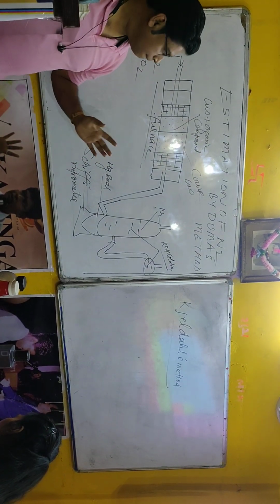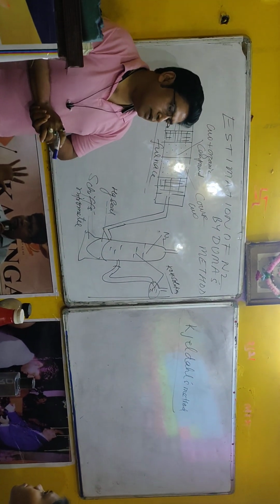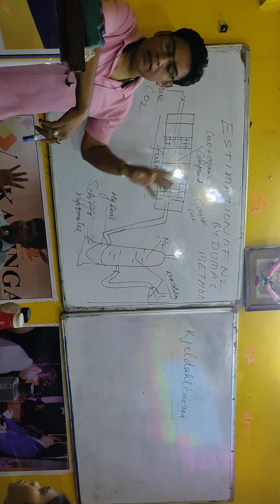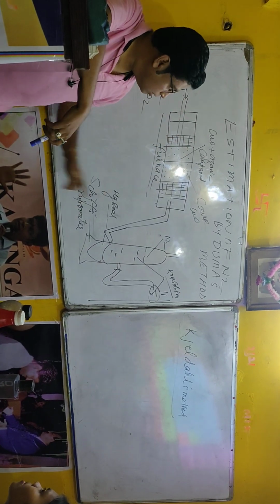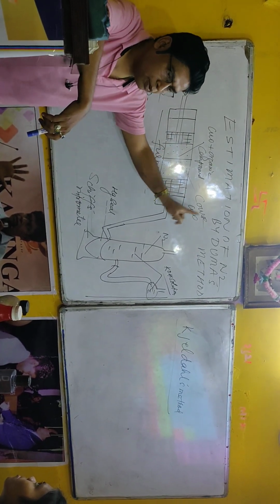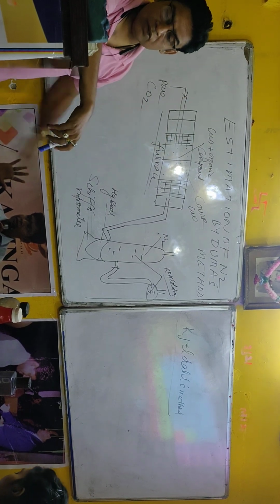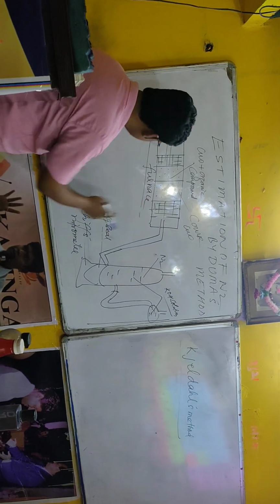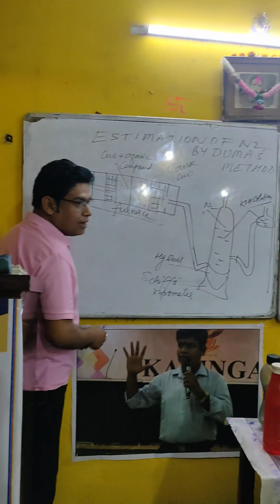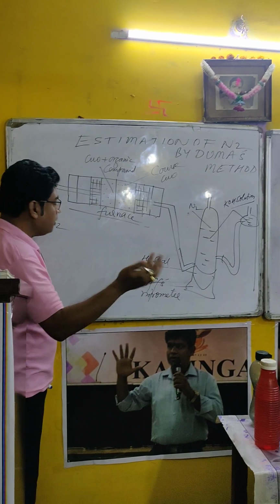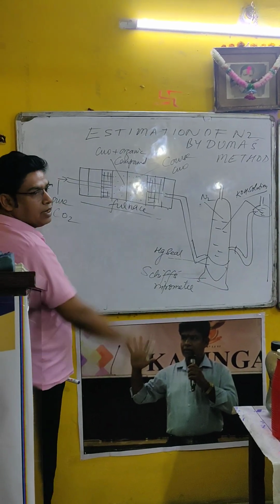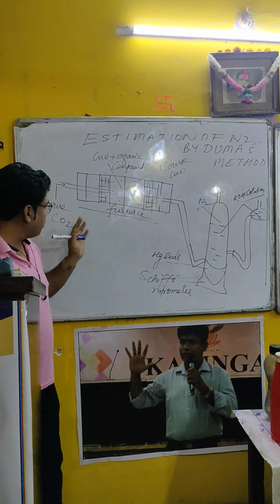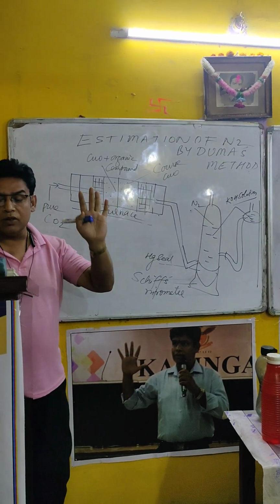Now, what is its principle? The simple principle is that we take a known mass of an organic compound. It is heated with excess of copper oxide. Here you have a furnace, and this copper oxide is heated in an atmosphere of carbon dioxide.